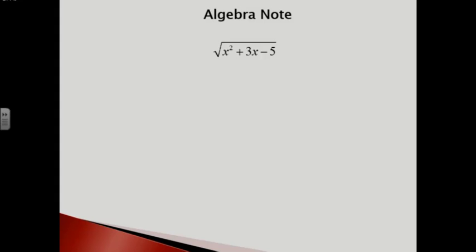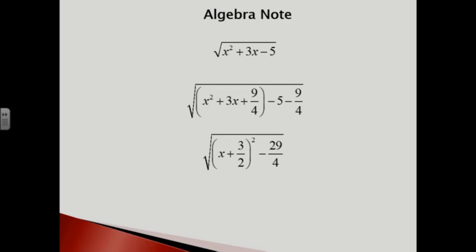For example, consider an expression of the form square root of x squared plus 3x minus 5. We can complete the square by adding and subtracting 9/4 from the expression in the square root. The result is square root of x plus 3/2 squared minus 29/4. Let u be x plus 3/2, then the expression becomes square root of u squared minus 29/4.